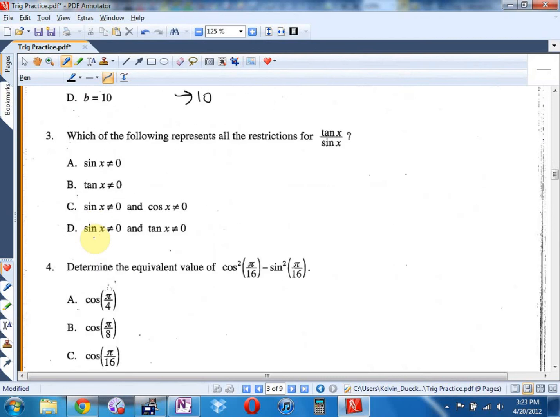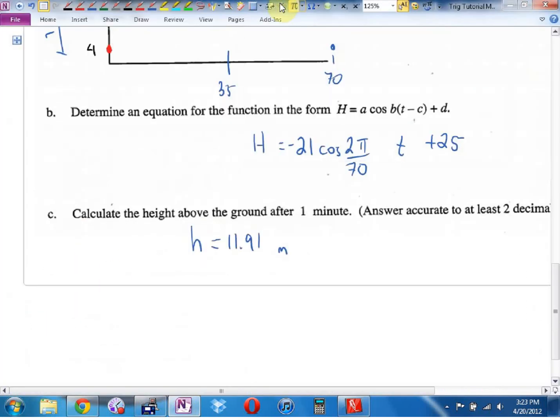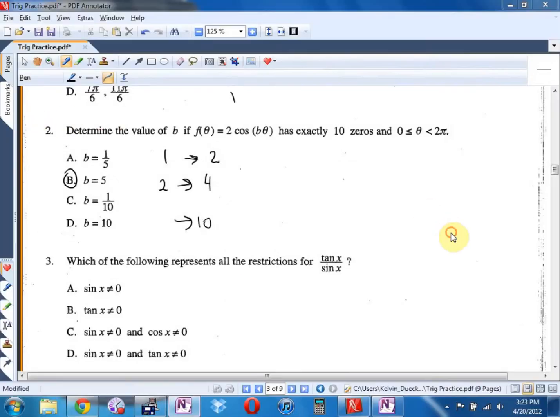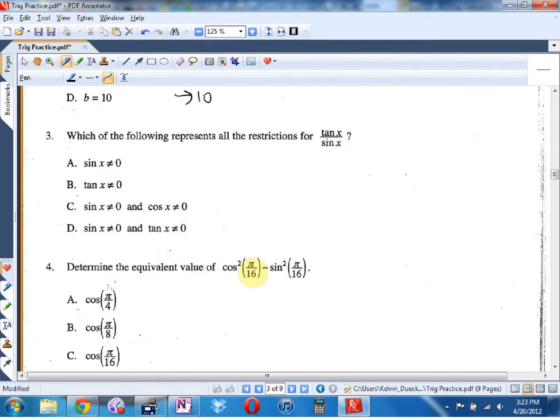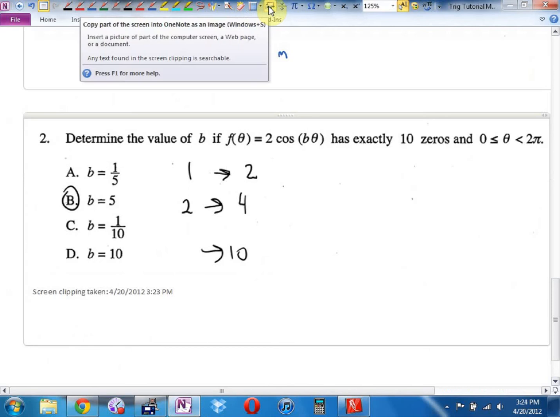Number 3, which of the following represents all the restrictions? I should have cut and pasted that. Would you like me to do number 3, restrictions, or are we okay? Okay. If that means we end up doing all of them, I'm okay with that.